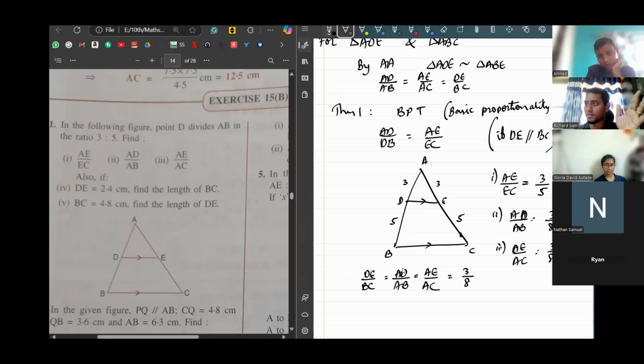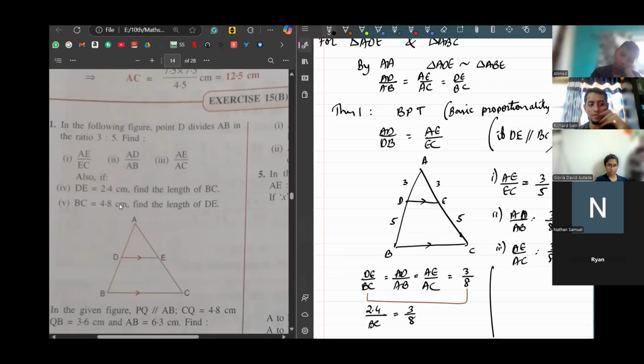8, not 5. Correct? 8 is the whole thing. All right. So the required ratio we need is DE upon BC, which is 3 upon 8. What is DE? They've given DE as 2.4 centimeters. We have to find BC. So 2.4 upon BC is equal to 3 upon 8. Then we cross multiply that and find the value of BC.